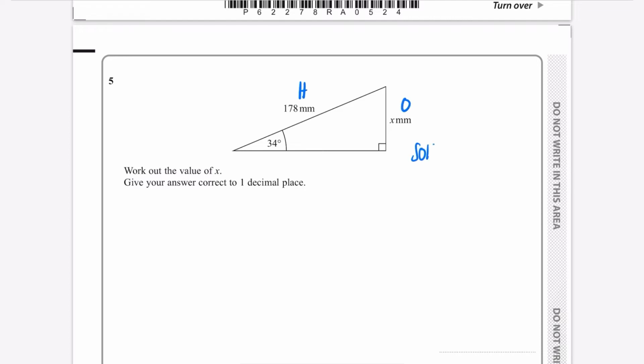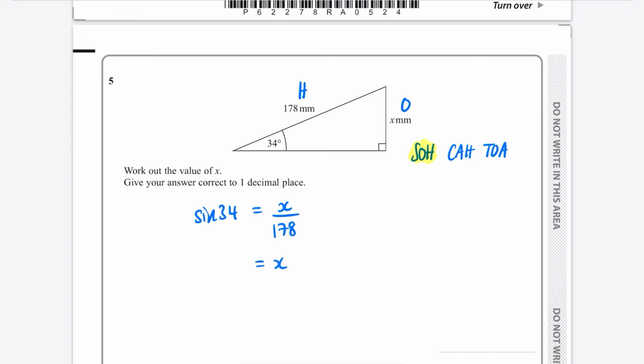So if we think about our options of SOHCAHTOA, we don't label all the sides, we just label the ones that we have and the ones that we need. Looks like we're going to be doing sine here. So we can see that the sine of the angle, which is 34, is equal to the opposite, which is x, divided by the hypotenuse, which is 178.